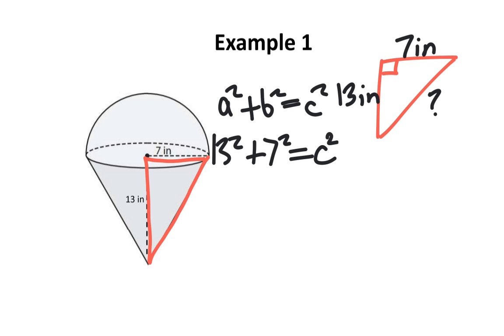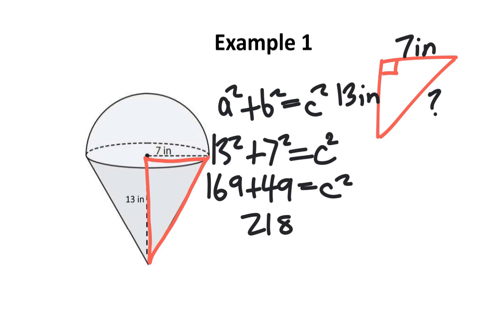You want to follow BEDMAS at this point, which means you should do the exponents before addition, which means 13 to the power of 2 is the same thing as 13 times 13, which is 169. 7 to the power of 2 is the same thing as 7 times 7, which is 49. You can add these two numbers up, which becomes 218. However, 218 is way too long for the hypotenuse. So that means we need to square root c squared, because the opposite of squaring something is square rooting it, and what you do to one side of an equation, you have to do to the other side. Therefore, the square root of 218 is 14.8.